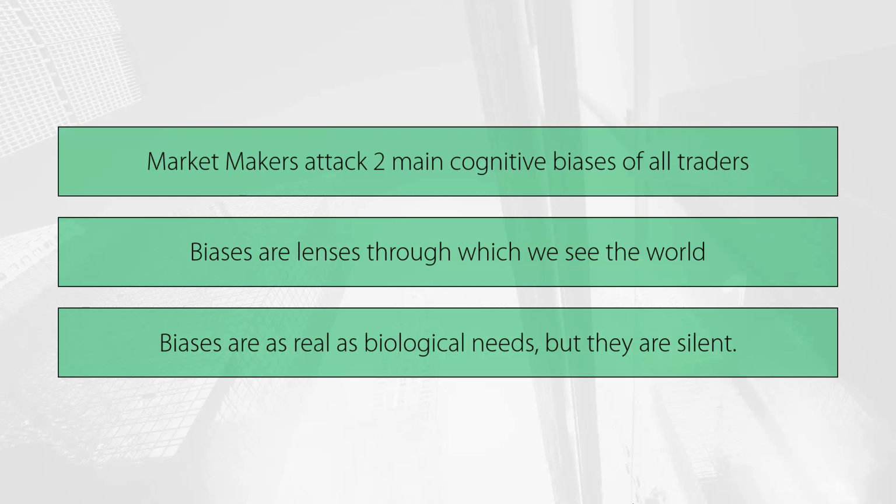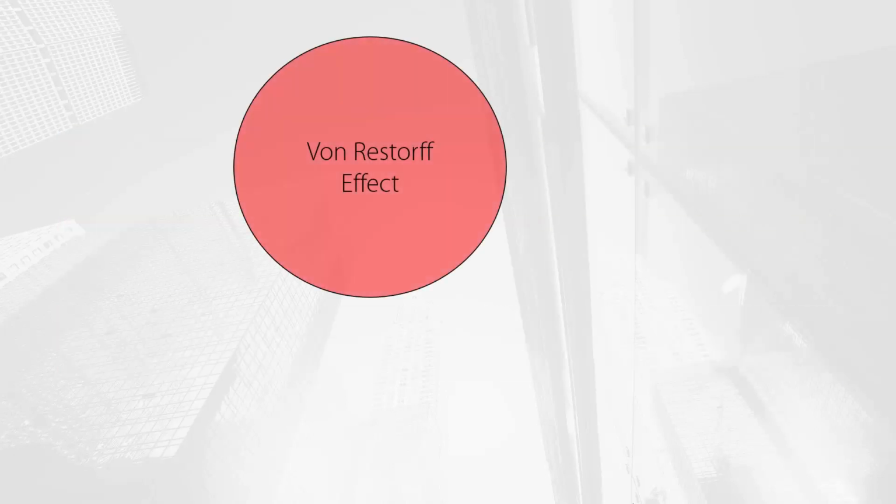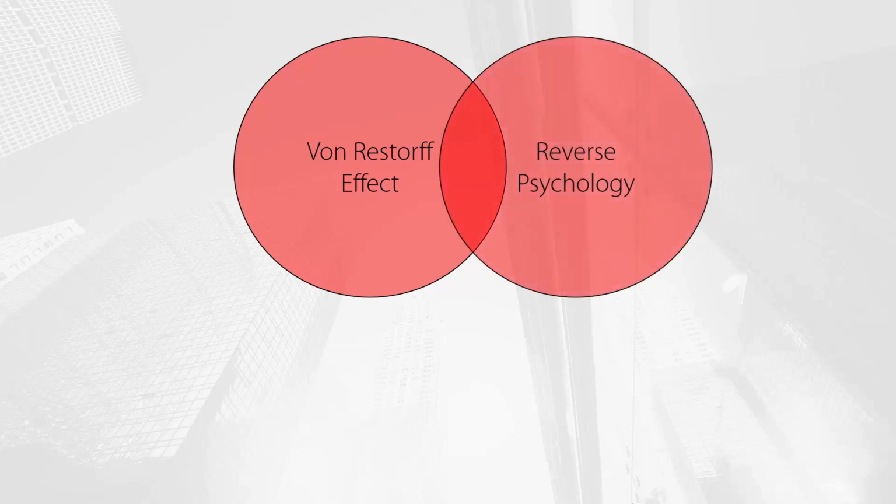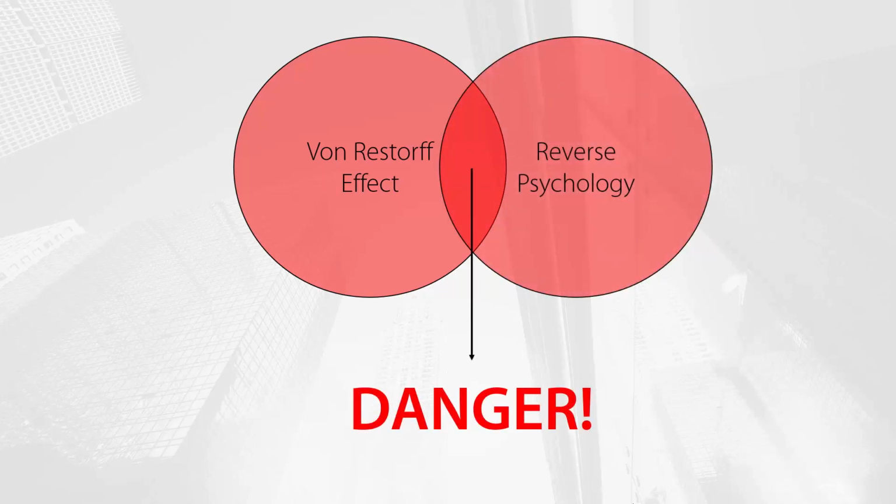The core of the maneuvers played by market makers dwells at the heart of two distinct cognitive biases. When these two cognitive biases are combined in the context of the financial market, a very cynical and dangerous reality opens up. The first cognitive bias is called the von Restorff effect. The second cognitive bias is called reverse psychology. The von Restorff effect is quite interesting.